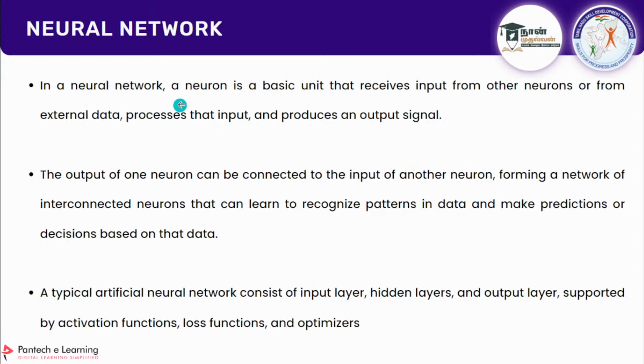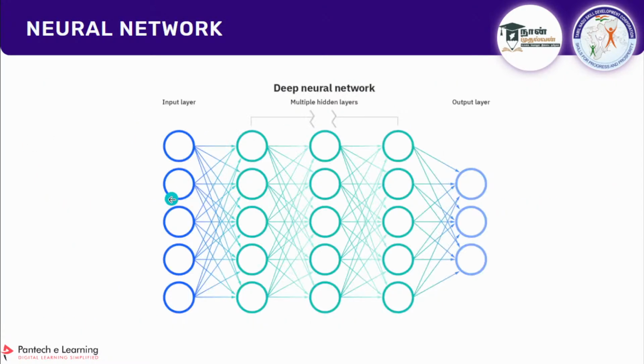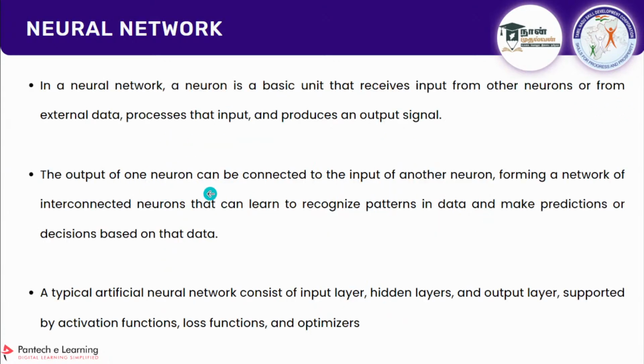So in a neural network, a neuron is a basic unit that receives input from other neurons or from external data. If it is an input layer, it receives from the external data, and if it is here, it is going to receive from another neuron. The output of one neuron can be connected to the input of another neuron, forming a network of interconnected neurons that can recognize patterns and make predictions based on the data.